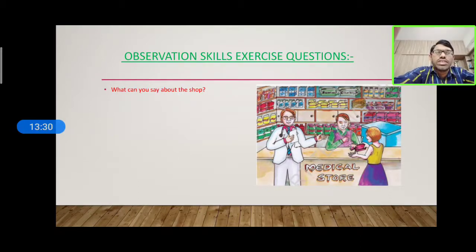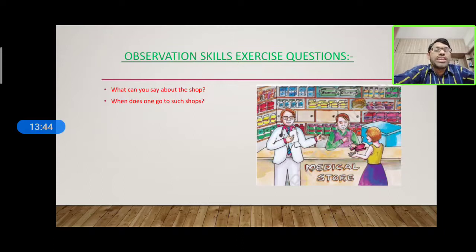So the second question, when does one go to such a shop? For such types of shops, when will we go? Whenever we have any type of injury or fever or any unhealthy problems, health problems, at that time we will be going to this medical store or medical pharmacy store. That is the second question.